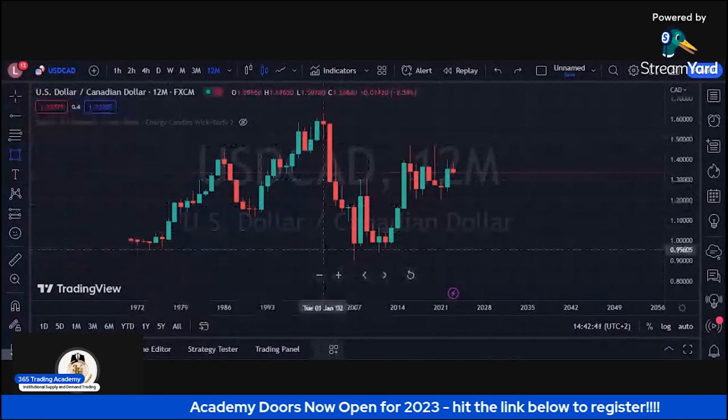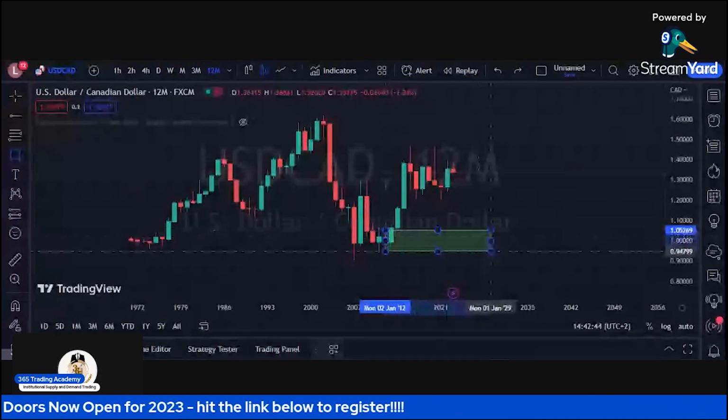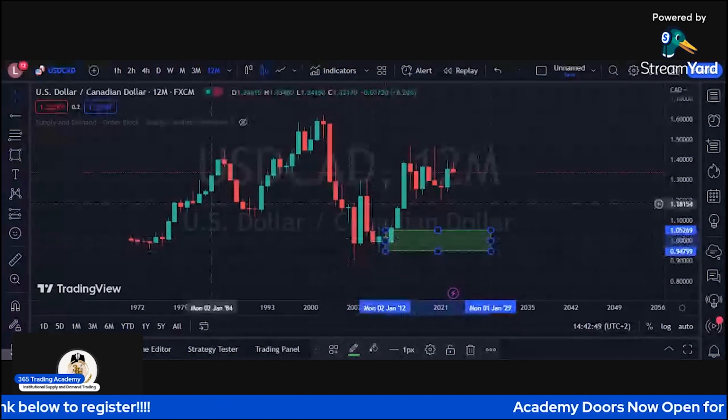The first valid zone that I see here is of January 2002, where markets created a first clear imbalance.